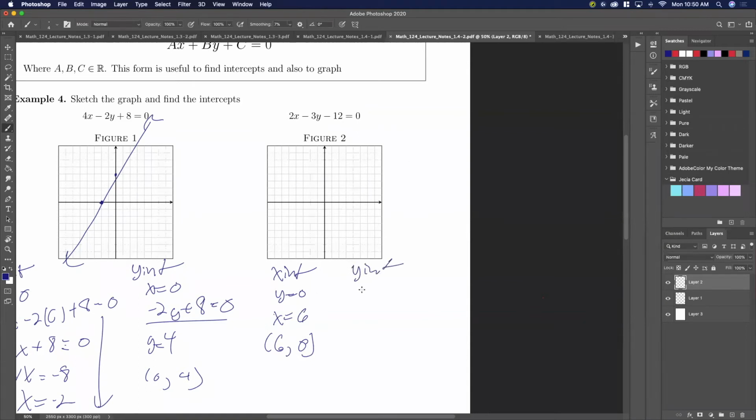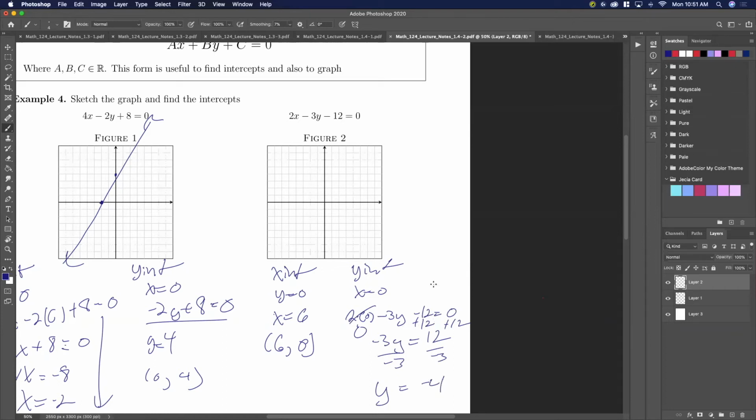The y-intercept is where x is equal to 0. So I pretend this term doesn't exist, right? Here I have 2 times, plug in the 0, because I know what x is, minus 3y minus 12 is equal to 0. Well, what can I do here? This is just 0. So I'm going to move the 12 over, so I'll have minus 3y equals a positive 12. So add 12 to both sides. Then I'm going to divide by minus 3. I get y equals negative 4.